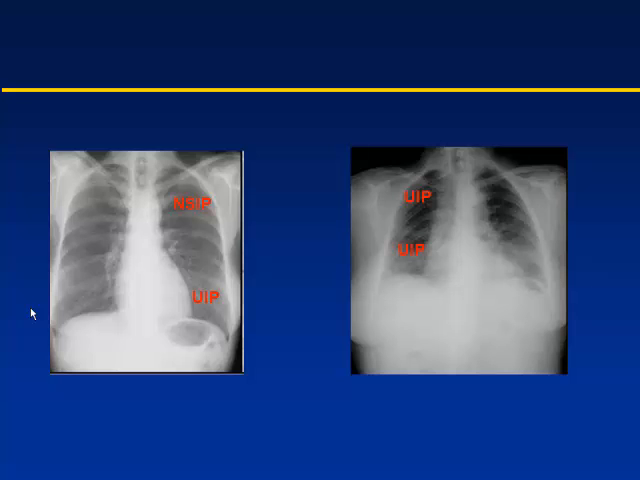And this is sort of a separate point to show the prognosis. This is why, if there's some element of confusion, you do need to get the biopsy, because if you have NSIP in the upper and UIP in the lower, or UIP in the upper and UIP in the lower, the prognosis is the same. The one on the left does just as poorly as the one on the right.